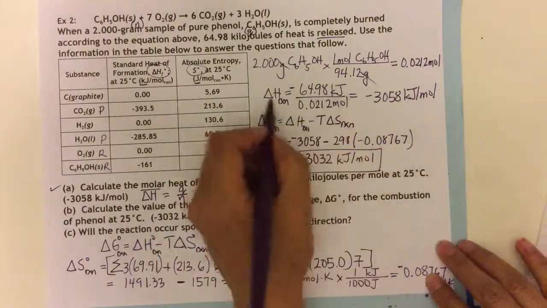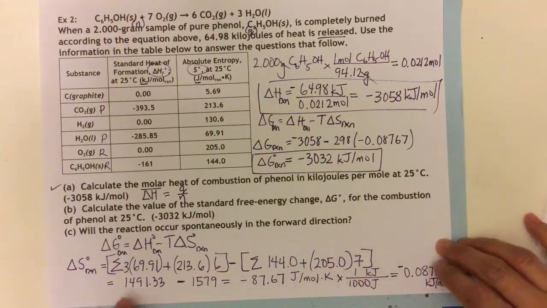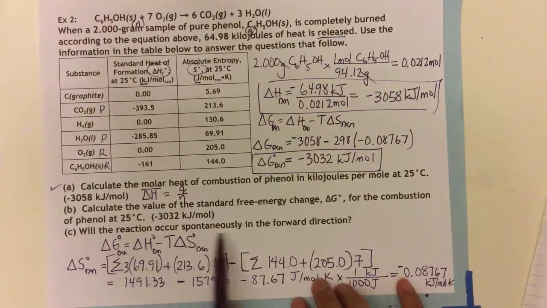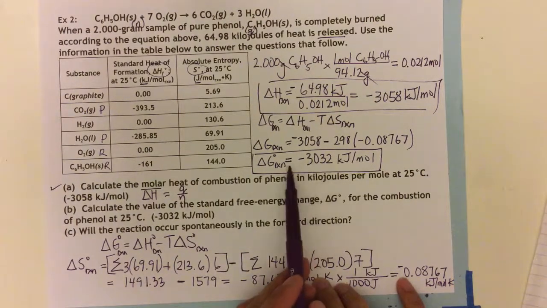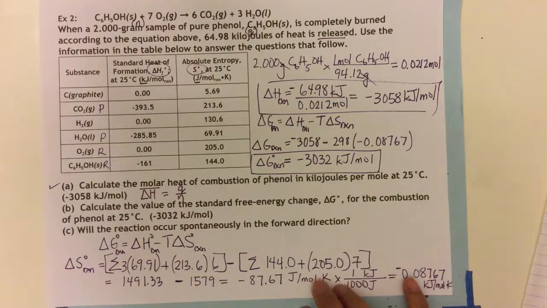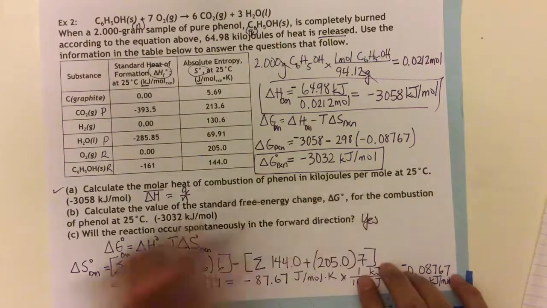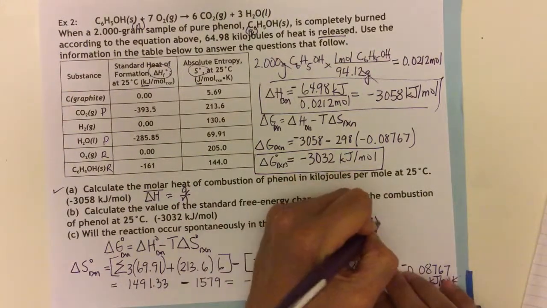Okay, so these are all your values as you see it. Now the question is, will the reaction occur spontaneously in the forward direction? And if you look at this delta G, it's negative, so it is going to occur spontaneously in the forward direction. So yes, because delta G is negative.